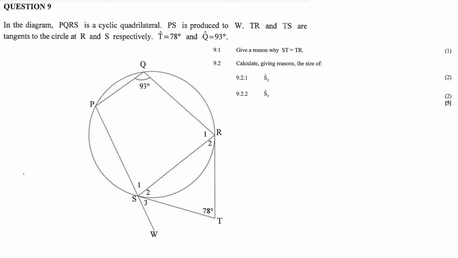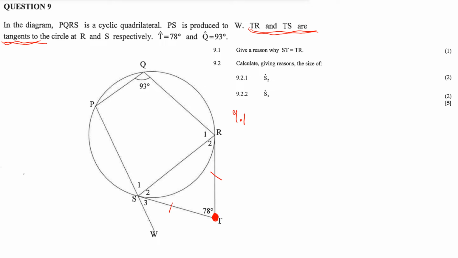Every time you're answering Euclidean geometry questions, make sure that you read the statement above because most of the answers are there, right? So look at this. 9.1 wants you to give a reason why ST and TR are equal. From just this statement given here, we can deduce why they are equal. We're given that TR and TS are tangent, and we can see that these are tangent from the same point. We have done a theorem which says tangents from the same point are equal. I think it was theorem 8.